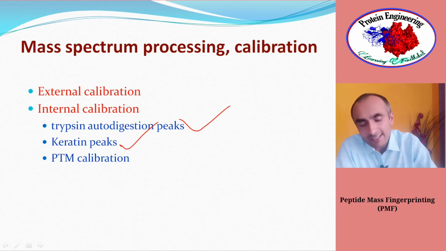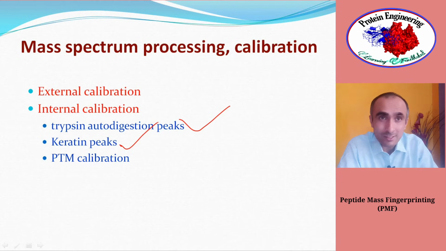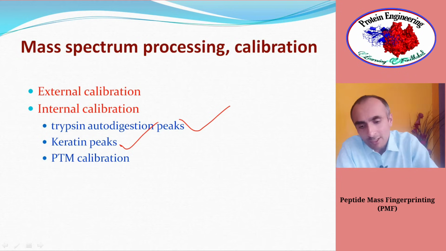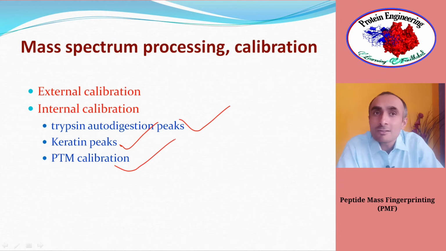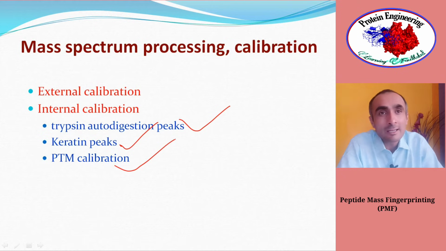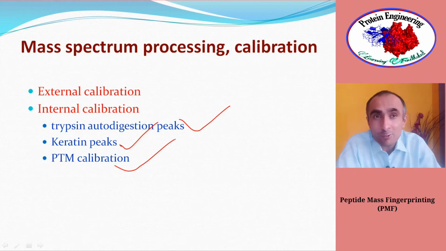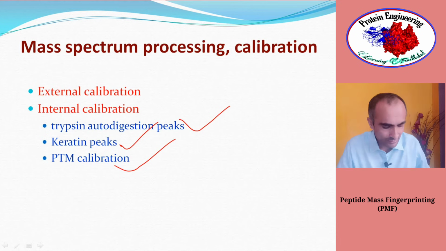Or similarly, keratin protein is also known. We know the keratin fragments being produced after trypsin digestion. Those can be removed. To some extent, post-translational modifications also can be added. For example, if there are two peptides which are not matching between theoretical and experimental spectra, and their mass difference is 79 Dalton, we can assume there may be a phosphorylation, one phosphate group attached to the peptide. That's why it is giving 79 Dalton additional mass. So that's how calibration is also possible.